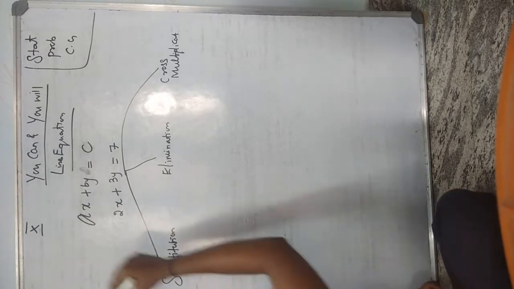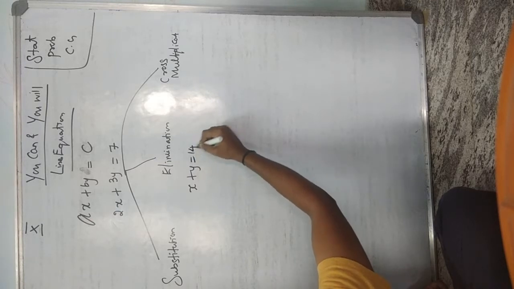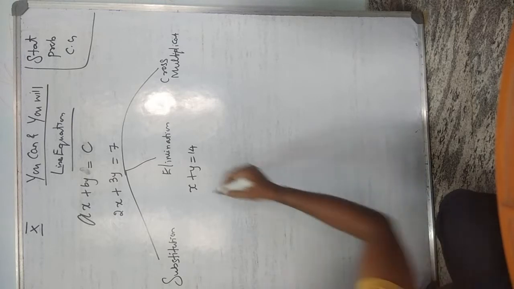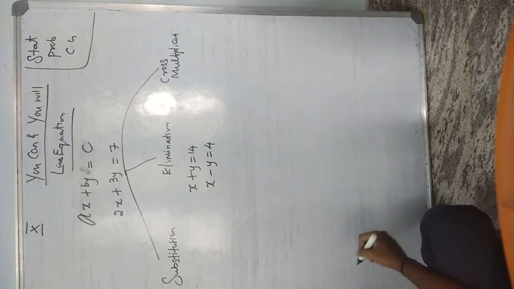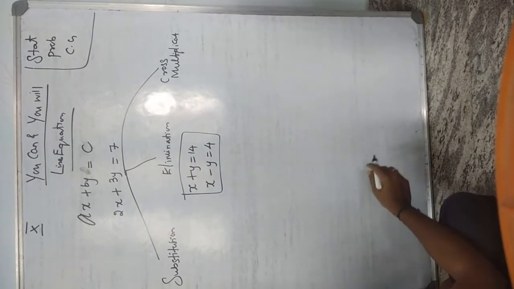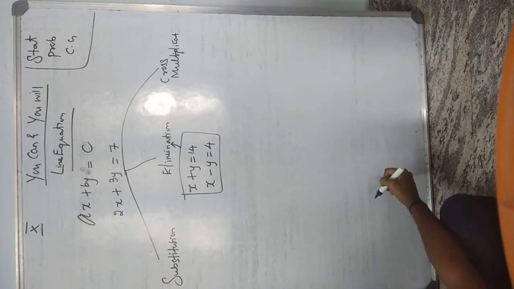I will take a simple sum for all three methods. x plus y equal to 14, and the second equation, x minus y equal to 4. Find the values of x and y using all three methods. First, I'll go with the easiest method for all the students. The elimination method is the easiest one. Why? Because even mental calculation is very easy.